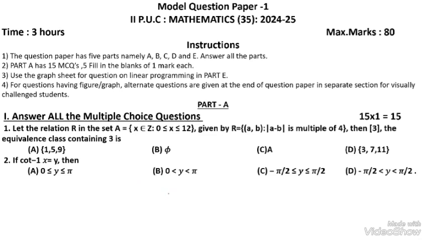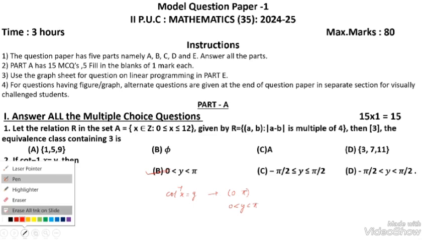That is, we know that cot inverse of x equals y, containing the domain open interval (0, 5). Open interval means strict inequalities, that is 0 < y < 5. Therefore, option 2 is correct. Next, let's move on to the next question.